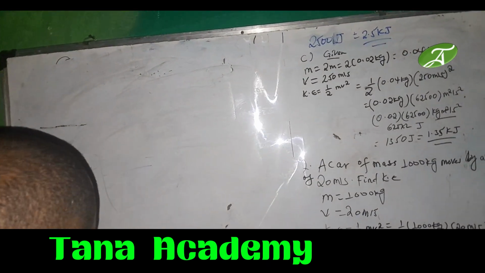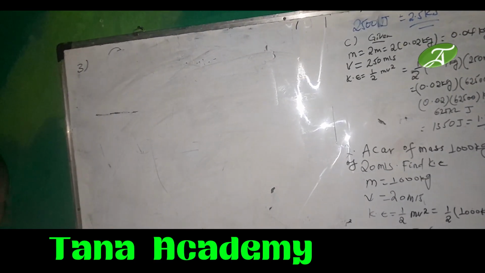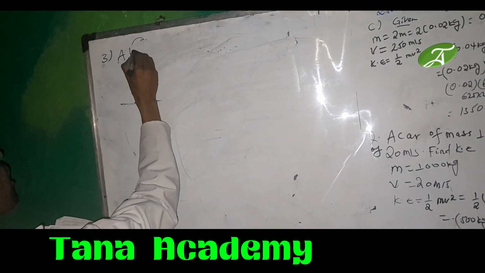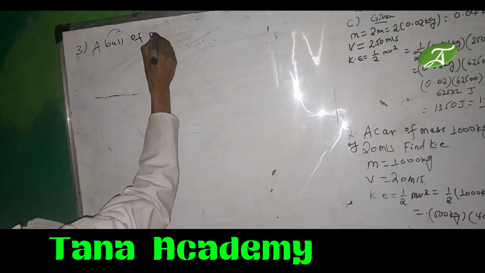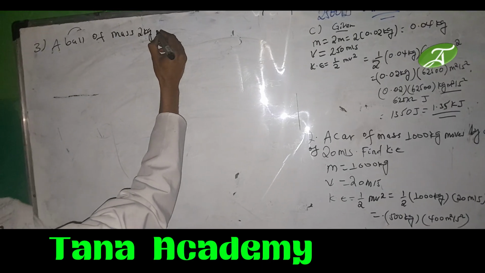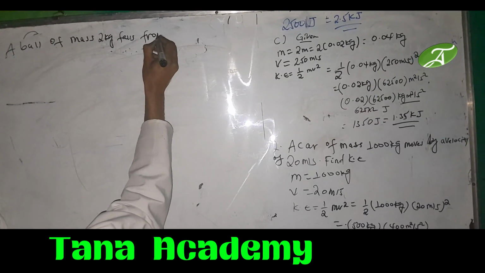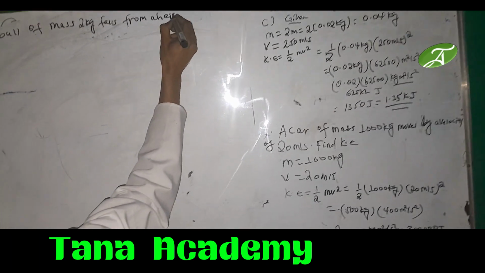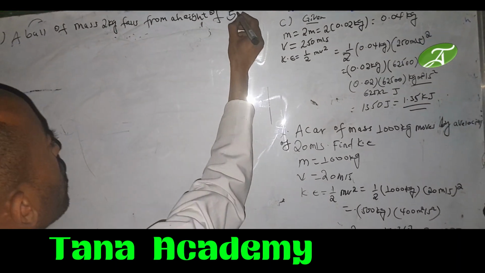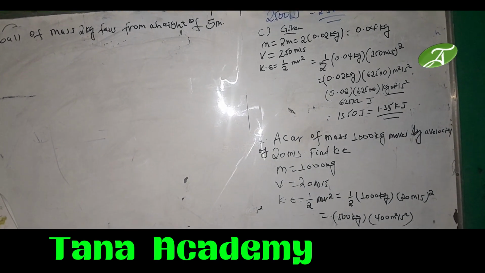Okay. Number 3. Number 3 says that a ball of mass 2 kilogram falls from a height of 5 meter. Find its velocity just before it hits the ground.